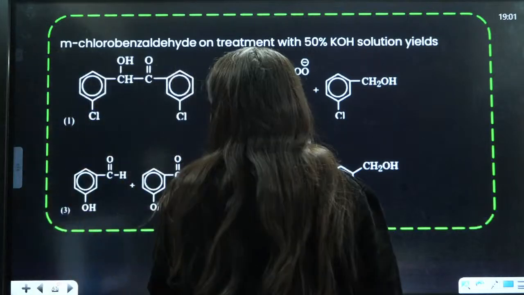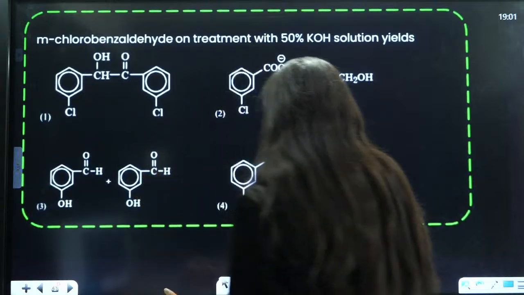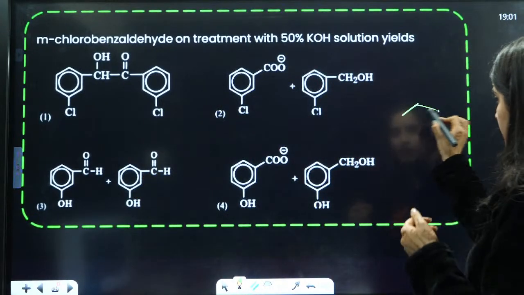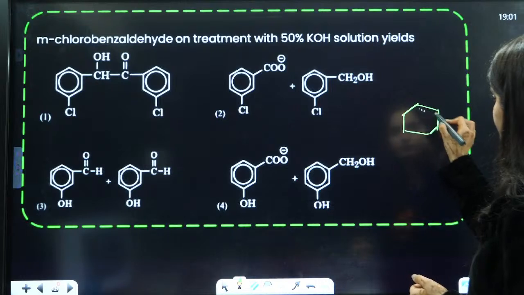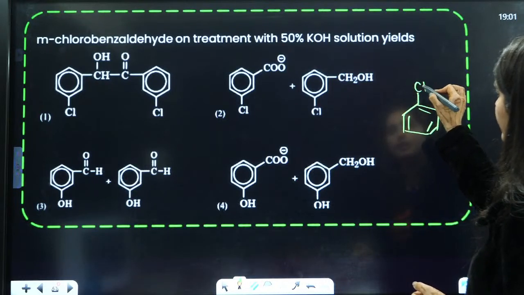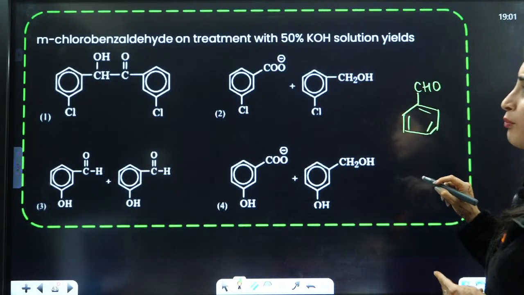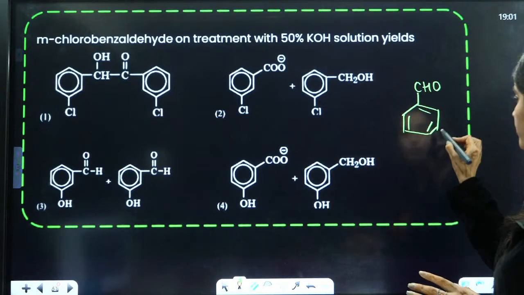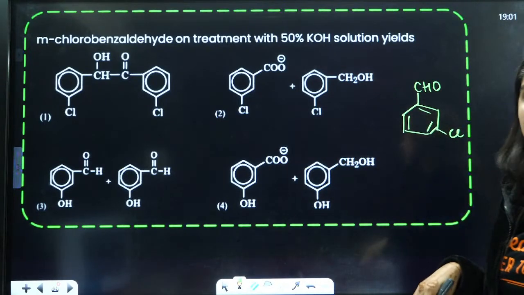What is monochlorobenzaldehyde? This is benzene. Benzaldehyde means a CHO group here. Not monochloro, it is metachloro. Metachloro means chlorine here.